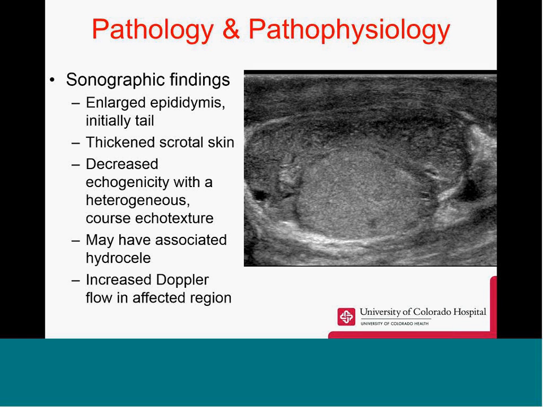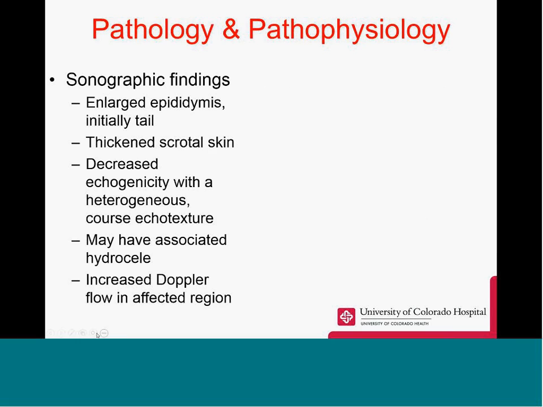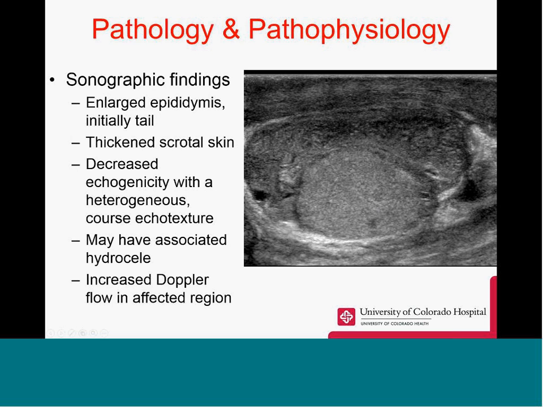On ultrasound, you're going to see an enlarged epididymis. Initially the tail. I'm sorry, let me go back. Here we go. So testis and epididymis. We can see an enlarged epididymal tail, thickened scrotal skin, a decreased echogenicity with a heterogeneous and coarse echo texture. Not nice and smooth like the testicle is. It may have an associated hydrocele, and it should have increased Doppler flow in the affected region.